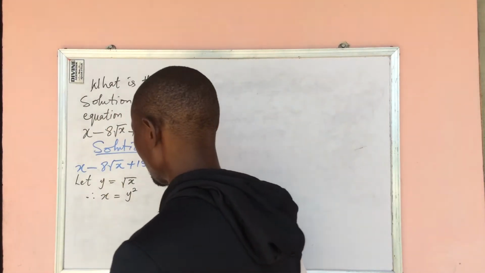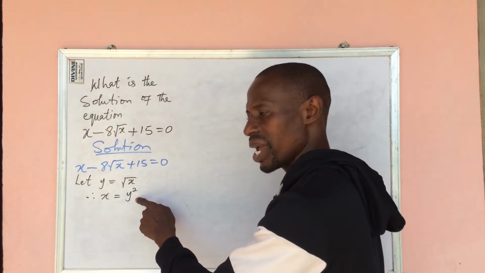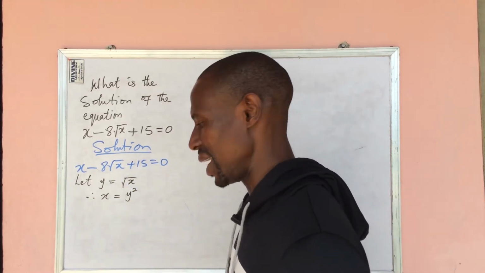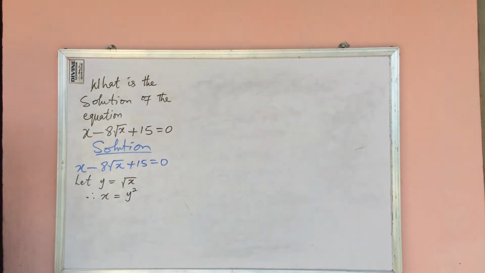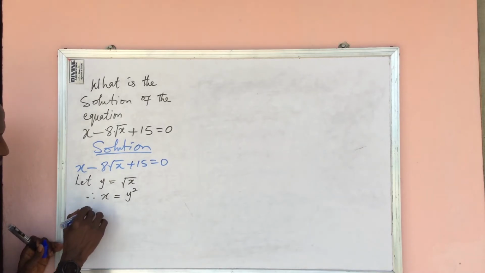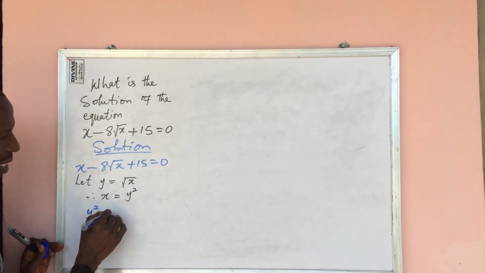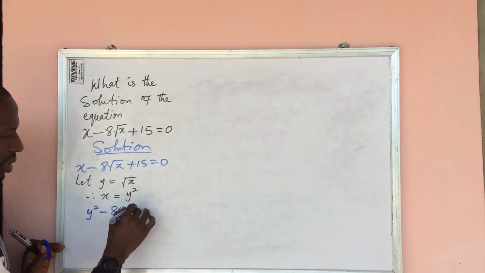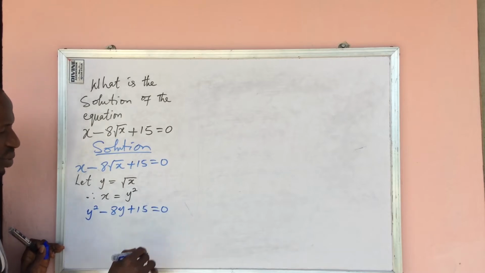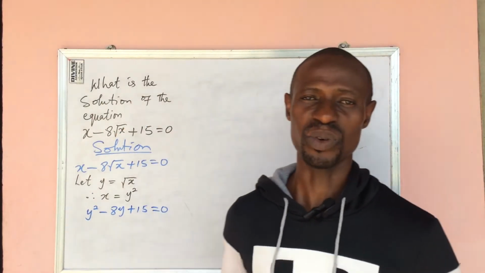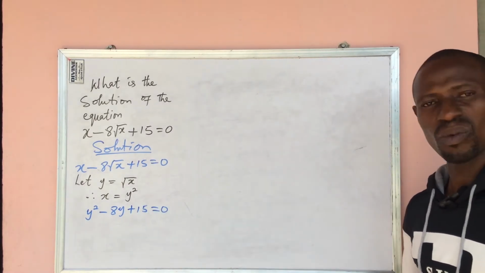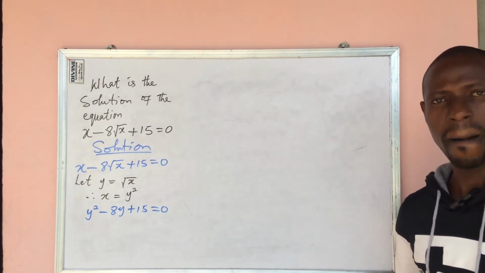So wherever I see x, I can put in y squared, and wherever I see root x, I can put in y. So this first expression can now be rewritten as y squared minus 8 into y plus 15 equal to 0. And you know the kind of equation we have here now. This is what we call a quadratic equation. So let's solve this by using the factorization method.